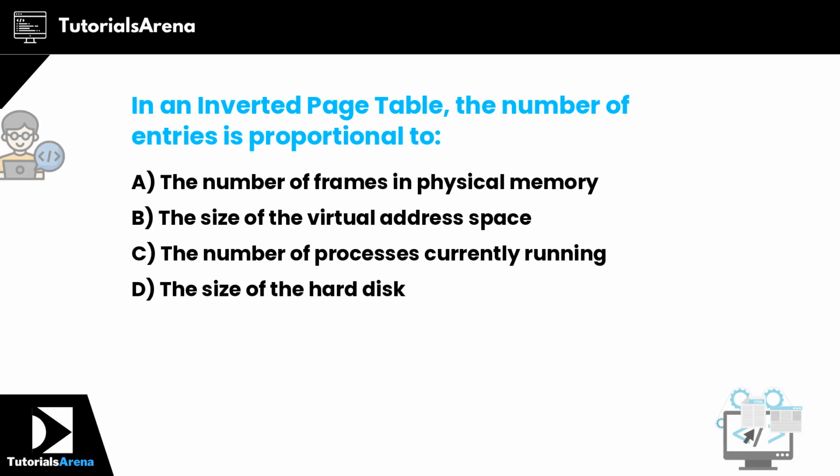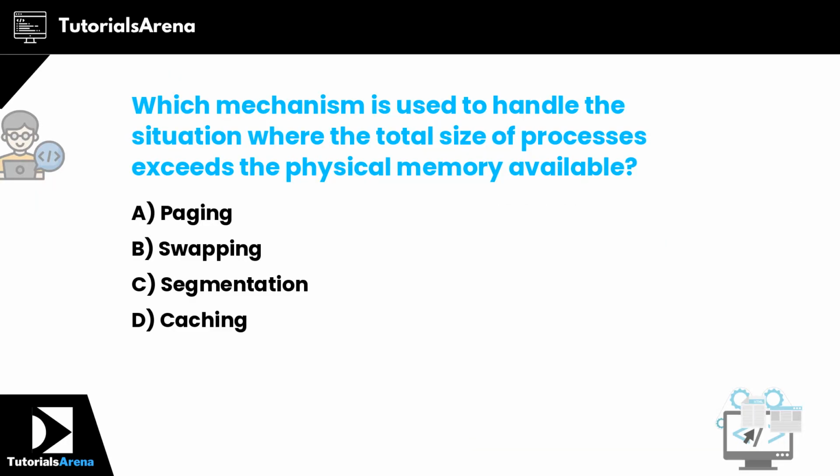In an inverted page table, the number of entries is proportional to. The correct answer is option A, the number of frames in physical memory. Which mechanism is used to handle the situation where the total size of processes exceeds the physical memory available? The correct answer is option B, swapping.